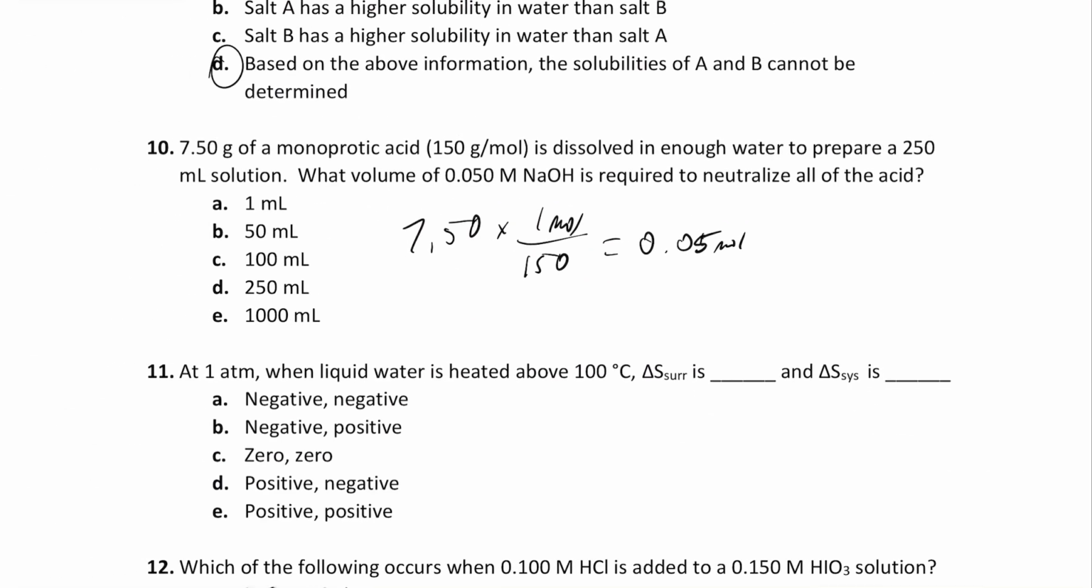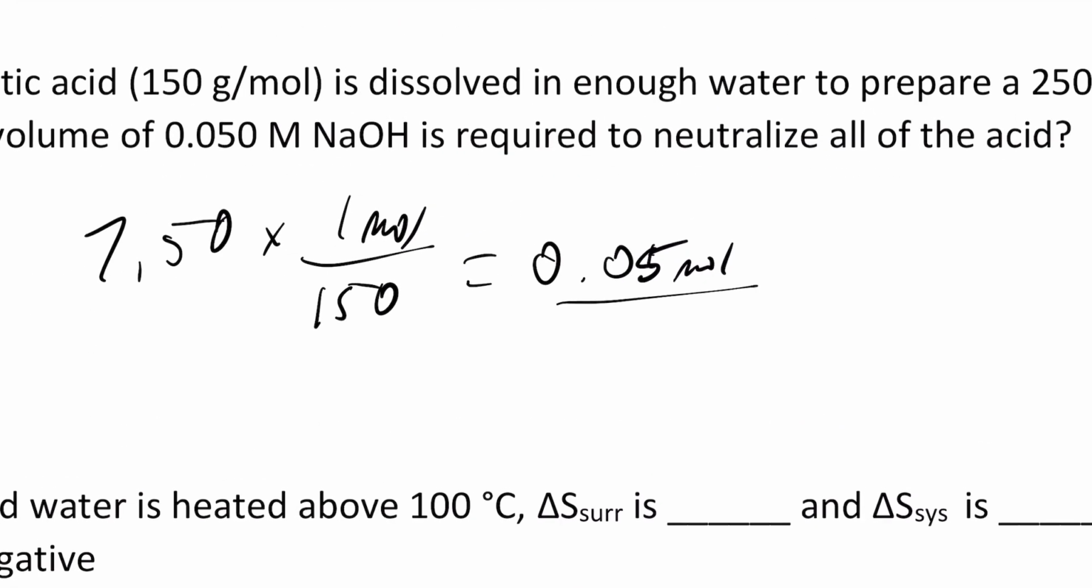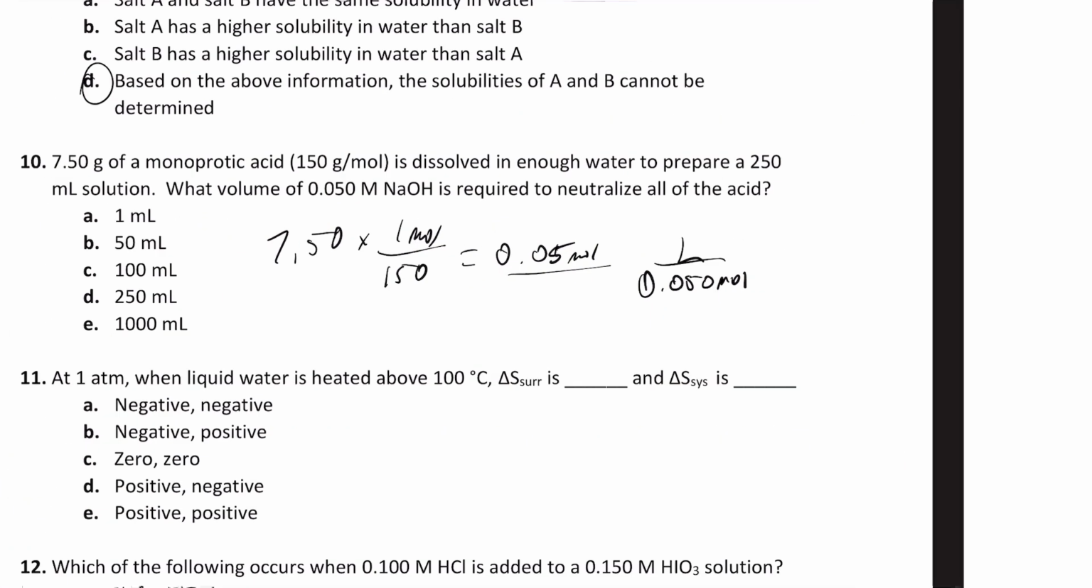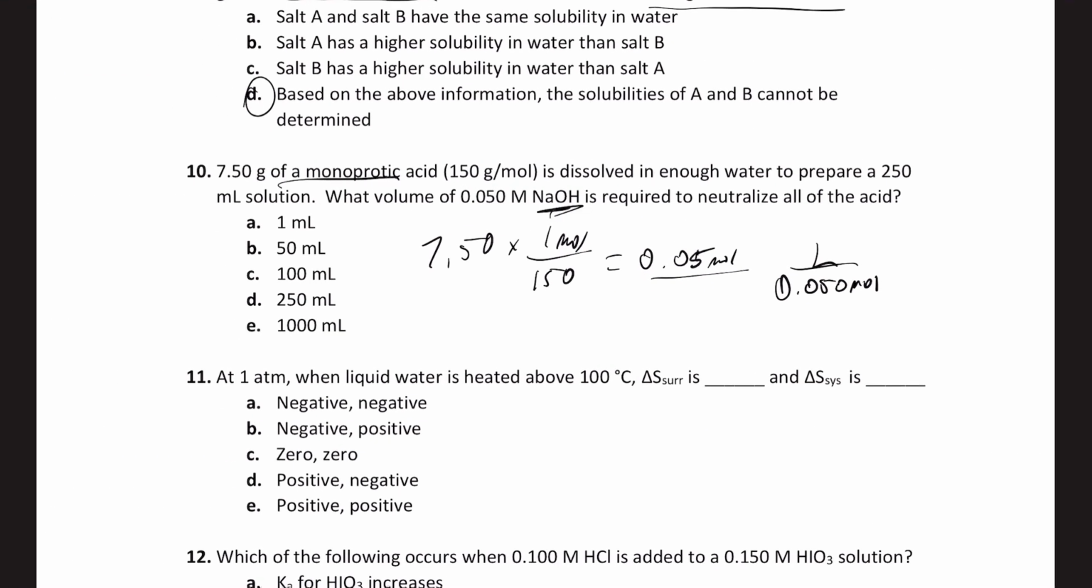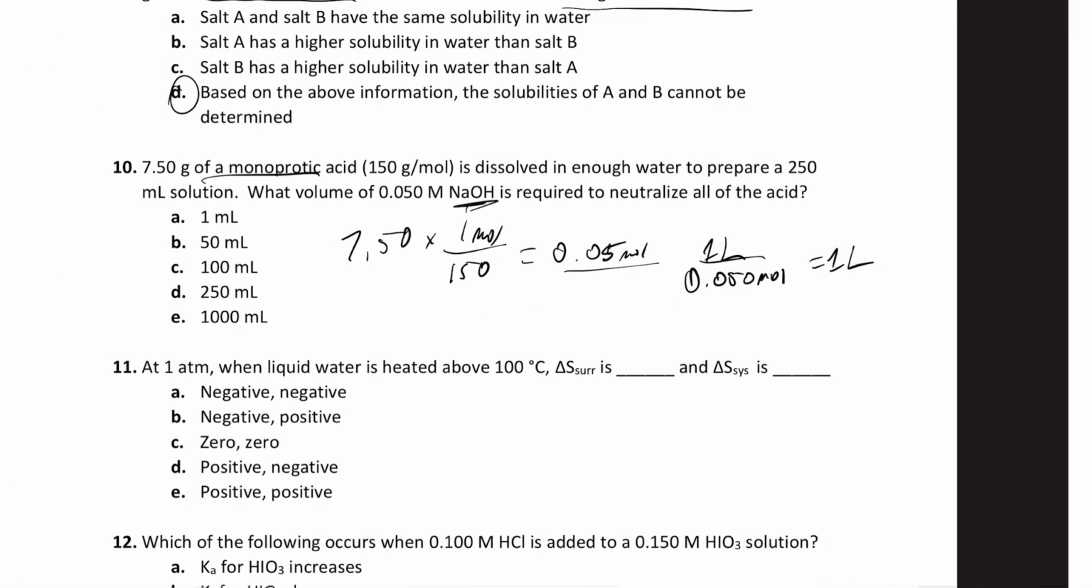It doesn't matter if it's strong or weak. Any strong base reacting with any acid will neutralize. So now that we have this, we can take the molarity. This is what I like to do. I like to just do 0.05 mole over liter, because if you were to write this equation out, this would react 1 to 1. So the final answer is 1 liter, or 1,000 milliliters.